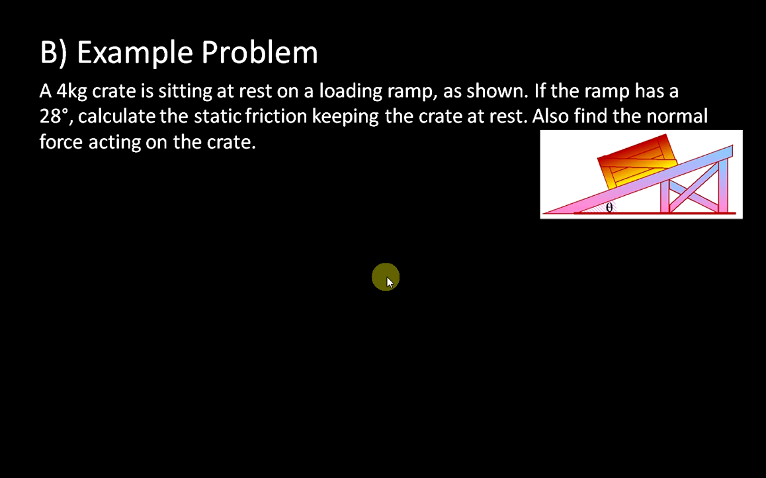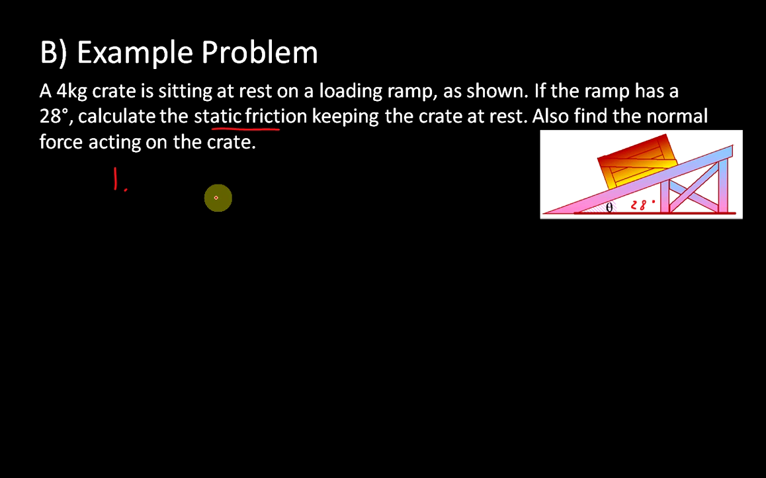We learn by doing. So here's an example problem. It says I have a 4-kilogram crate and it is sitting at rest on a loading ramp. Here's my loading ramp. If the ramp has a 28-degree angle, so that's what this theta is right here, this is 28 degrees. All right, calculate the static friction that's keeping the crate at rest, and also find the normal force acting on the crate. Here we go. Feel free to hit pause if you want to try it on your own, or just watch and see how I approach it.